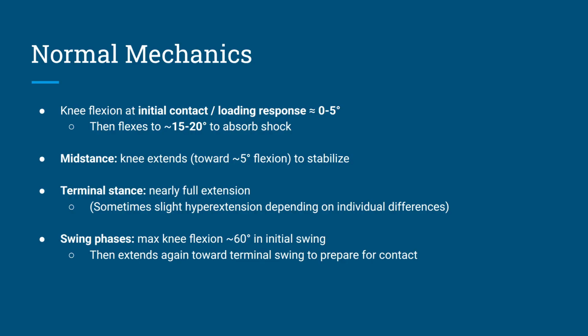Think of it like a car suspension. If the knee stays locked, the force goes somewhere else. Usually the hip, spine, or cartilage. As we move into mid-stance, the knee begins to extend back towards about 5 degrees of flexion. This extension provides vertical support, so the body can vault over the stance limb efficiently.